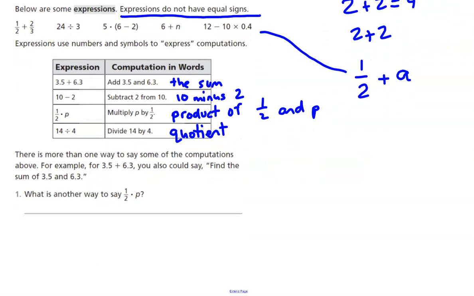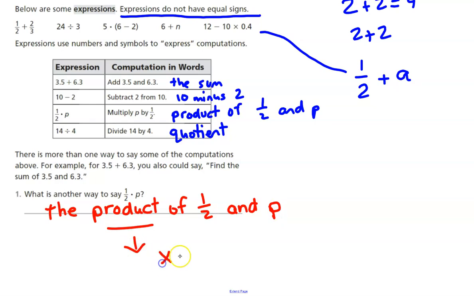So if you look at number 1, it says there's more than one way to say some of the computations above. For example, for 3.5 plus 6.3, you could also say find the sum of 3.5 and 6.3. I probably should have read that first before I gave you that example. But for number 1, it says what is another way to say 1/2 times p? And we're going to write down the one I said right here. You can say the product of 1/2 and p. If you'll remember, product is one of those math vocabulary words that means the answer to a multiplication problem, which is why that will work here. Okay, that's good for you guys to know also.